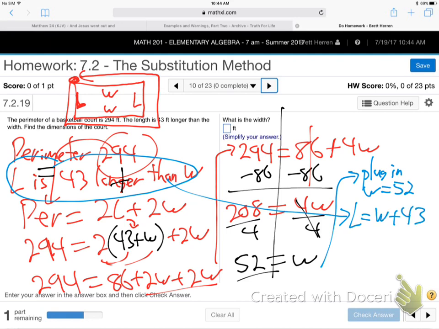43 longer, right? The length is 43 longer. So plug that in. 52 plus 43. What is that? 95. Length is 95. Width is 52. We are done. So we did those before. Nothing real new there, but not easy though. Is that okay? Is that making sense? Anything I can answer on that one?